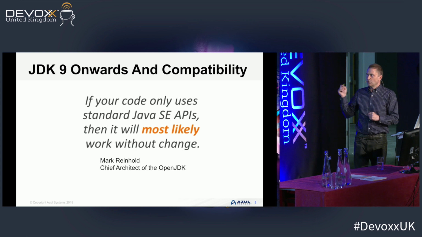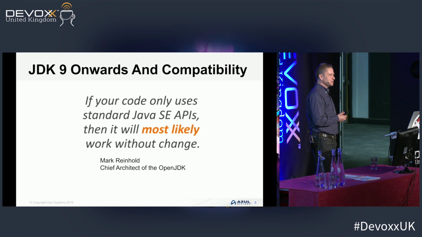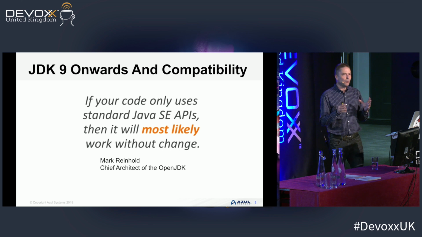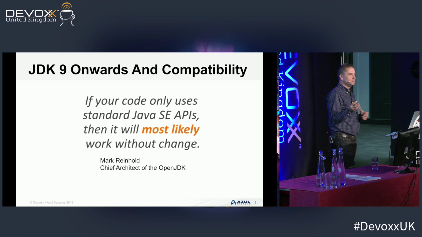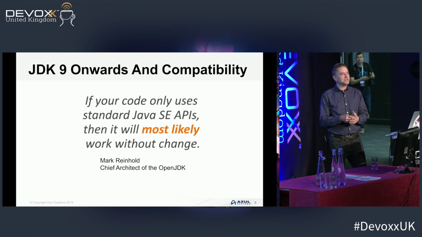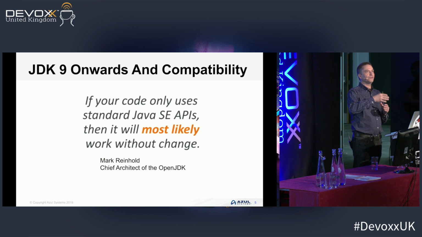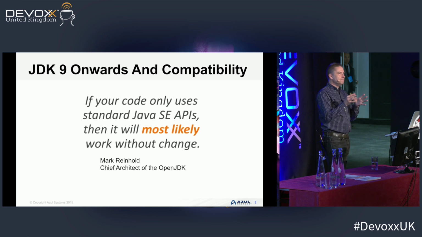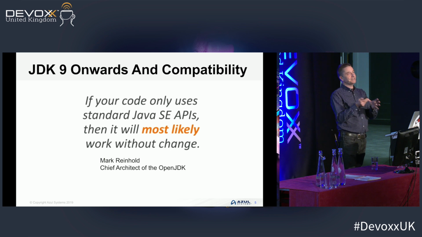So Mark Reinhold was here today, and this is a quote from him from one of his presentations. He says, if your code only uses standard Java SE APIs, then it will most likely work without change. Now, clearly that's not quite as reassuring as you would like. You would like to see it will just work without change. But in this case, because of the fact that we're making changes, removing things as well as adding things, it's now most likely that it will work without change. And really, the rest of the presentation is about what are going to be the things that will cause it not to work without change.